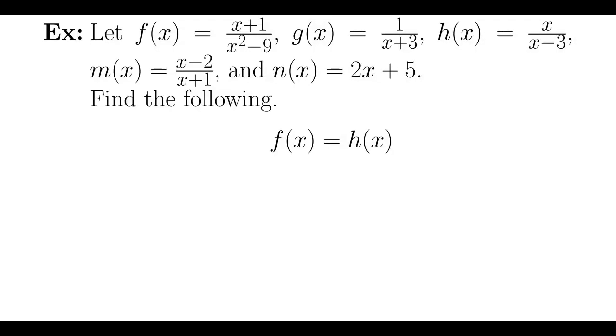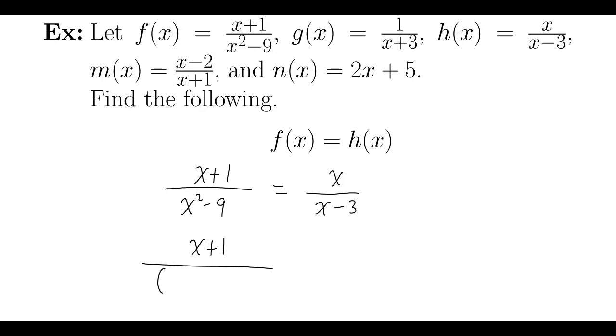f of x equals h of x, which means that (x plus 1) over (x squared minus 9) is equal to x over (x minus 3). Okay, I'm going to factor the denominator of the first one. X squared minus 9 is a difference of squares, which means that it factors to be (x plus 3)(x minus 3). The right side is going to stay the same.